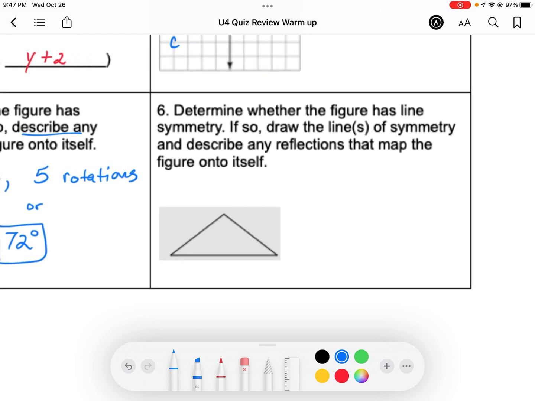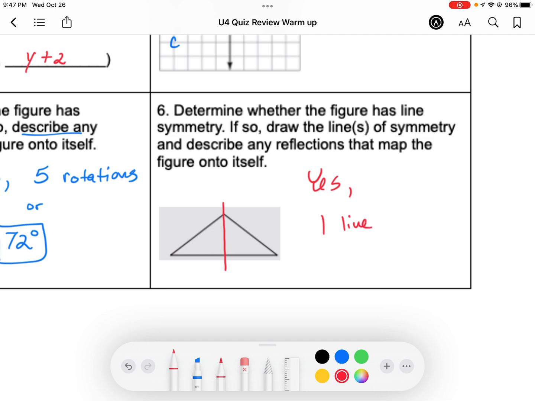Okay. Finally, number 6, you're to determine whether the figure here has line symmetry. In order for a figure to have line symmetry, remember that I should be able to draw a line of reflection so that reflecting over that line makes it look identical to the original. Well, there's really only one line I could draw. That would be this line for a reflection line. But because I can draw that, it does have line symmetry. And it has that one line.